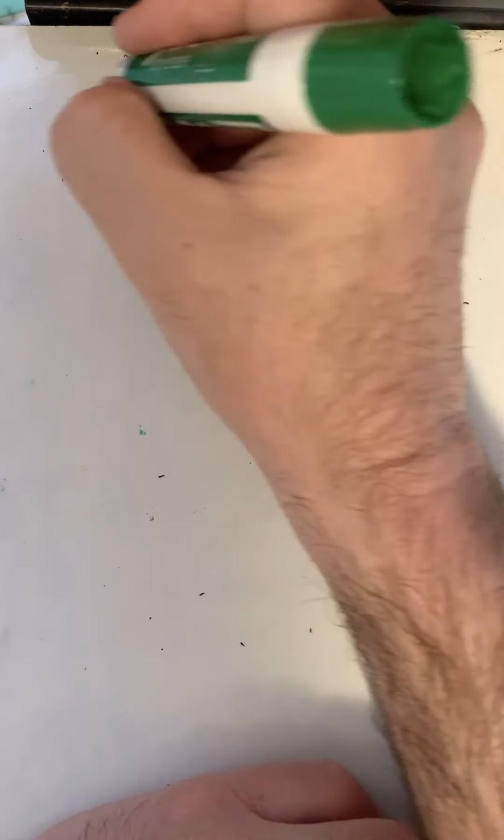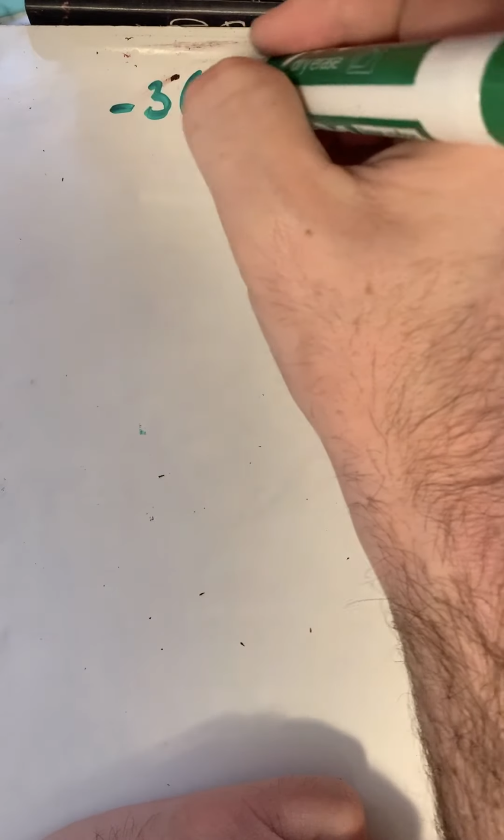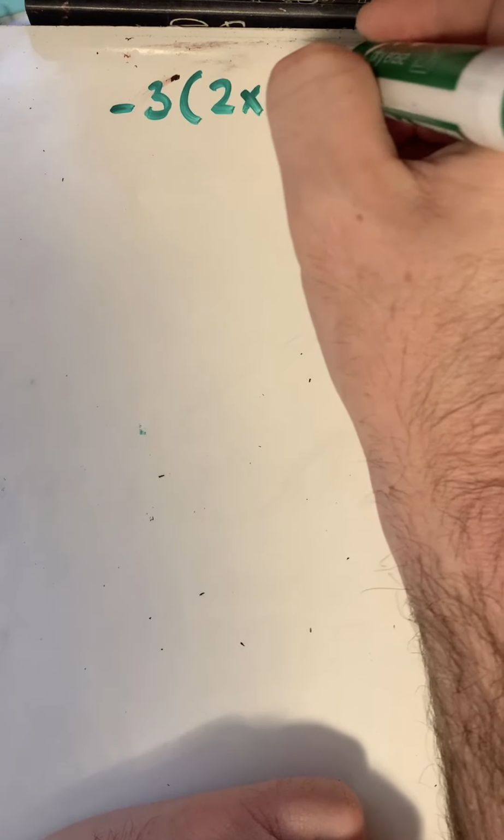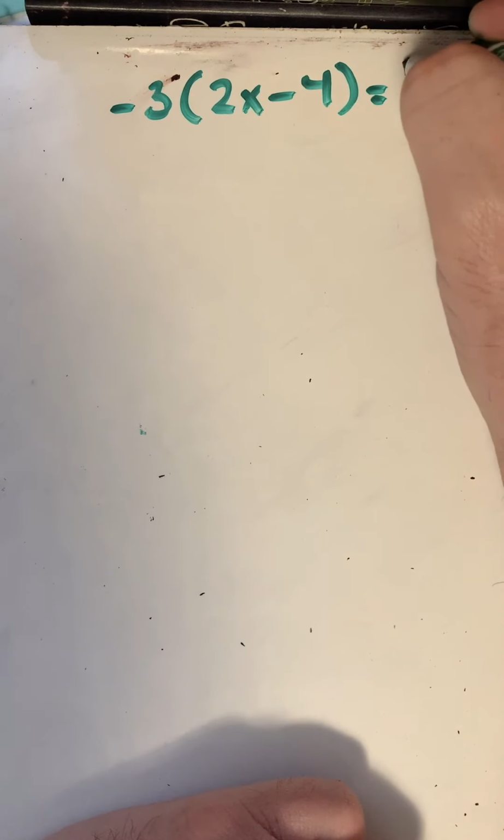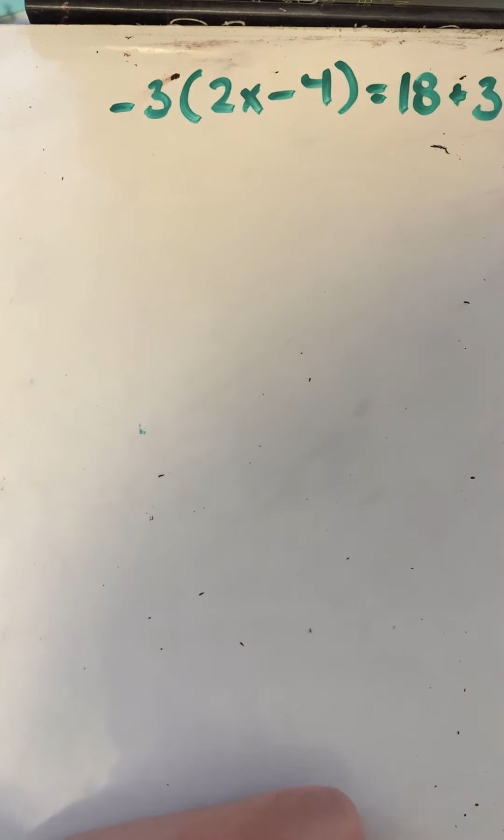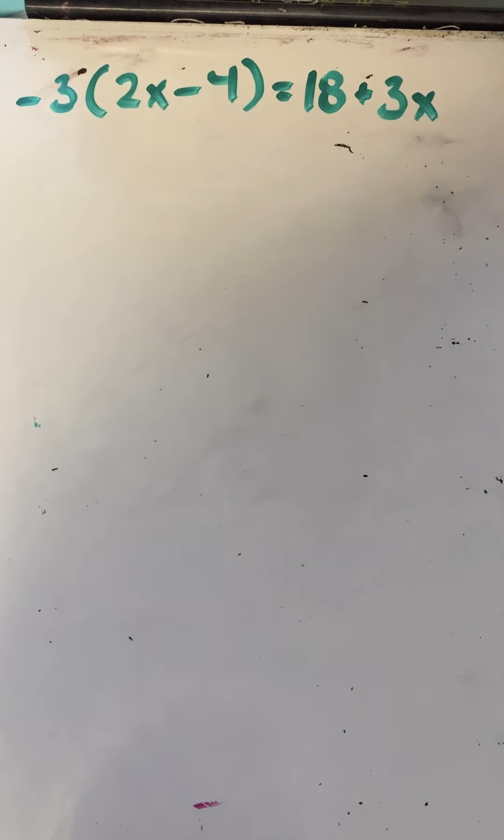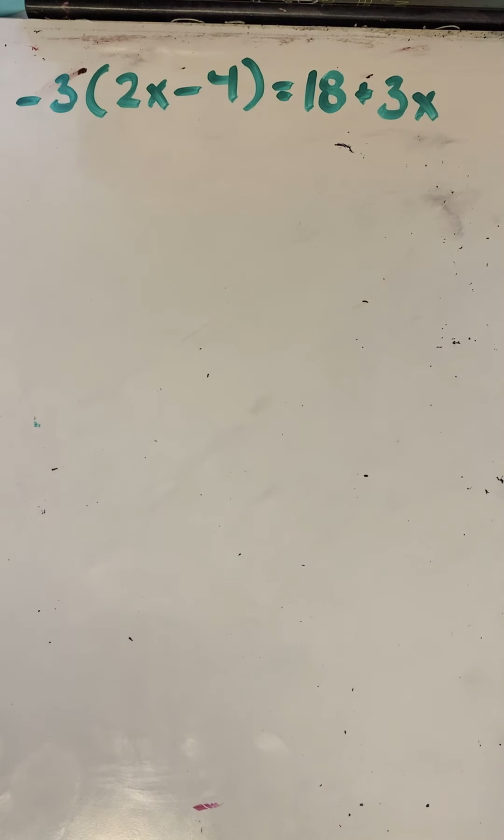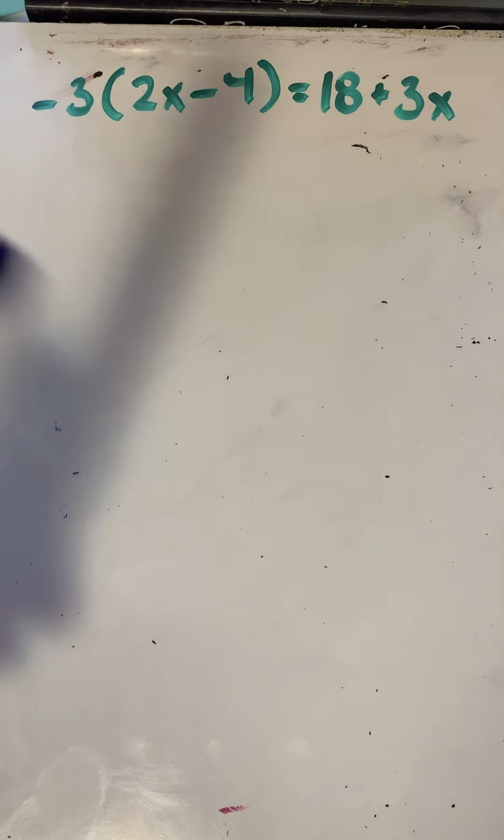Could you work on this multi-step one? It's going to be negative 3 times the quantity 2x minus 4 equals 18 plus 3x. Can you try that one for me? Take a pause and see what you come up with. Ready? And go. So you're back. Let's see how you did.